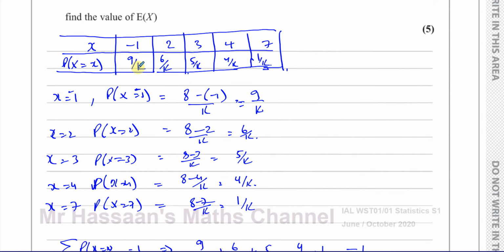Now we know k equals 25, we know the values of each of these. I can rewrite this as 9 over 25, 6 over 25, 5 over 25, 4 over 25 and 1 over 25. So they're all now over 25, and I can find the expected value. If you remember, you treat this like a frequency table: you multiply the x by the probability of it occurring, and then you find the sum of each of these.